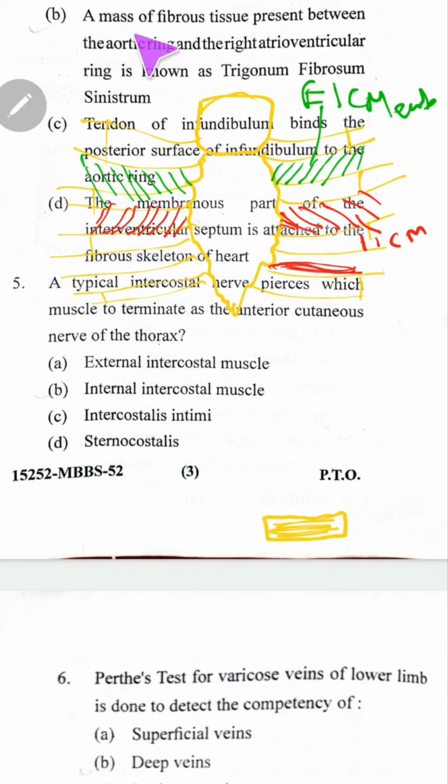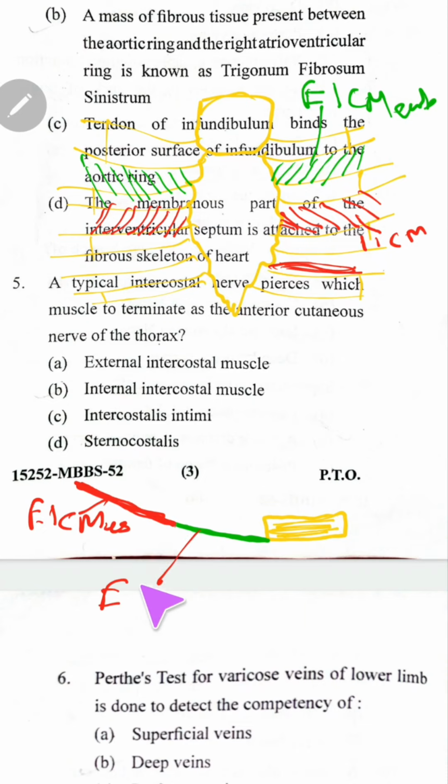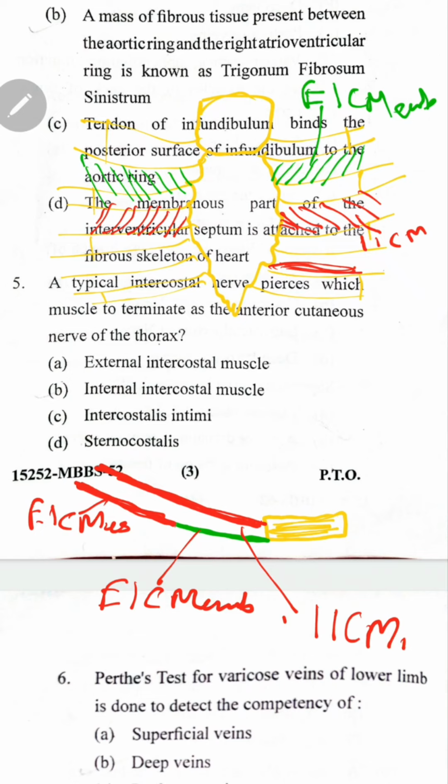I'm drawing it layer by layer. So this you're seeing is external intercostal membrane. And after this costochondral junction, you will find it continues as external intercostal muscle. So this is external intercostal muscle, and this is external intercostal membrane. The next thing you will find is internal intercostal muscle. This is internal intercostal muscle. This is muscle.